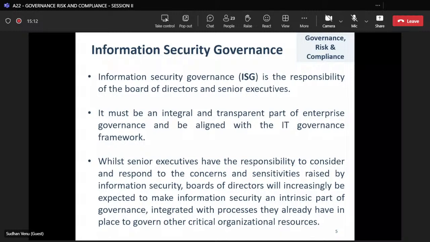We have many things, and based on that they will implement all of this. The senior executives are responsible for considering and responding to the concerns and sensitivities raised by information security. So whenever the company raises any concern in terms of security, the board members and senior executives will be responsible for taking care of all the activities. They are part of that governance, and they will integrate with the processes they already have in place to govern other critical organizational resources.